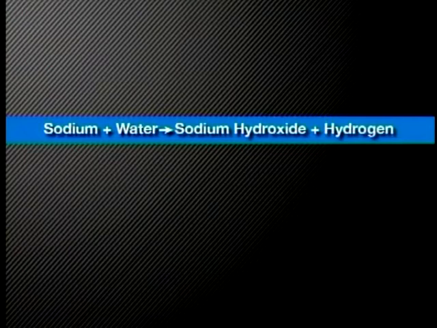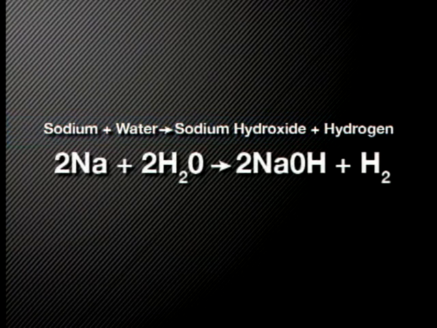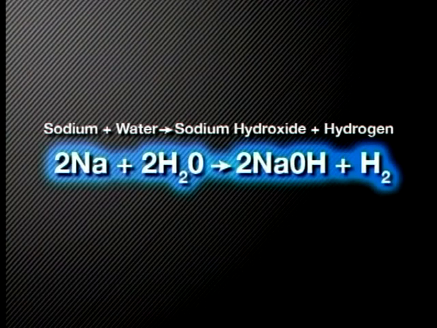Well, here is the chemical equation for this reaction. Have a look and compare your answer to mine. Sodium plus water react to form sodium hydroxide and hydrogen, or as a formula equation, Na + H2O react to form NaOH + H2. The balanced equation for this reaction will read 2Na + 2H2O reacts to form 2NaOH + H2.